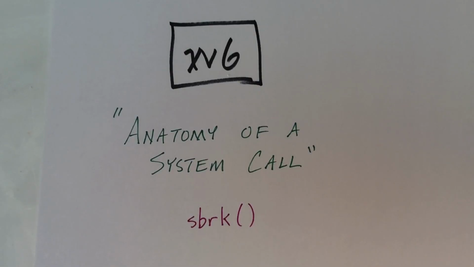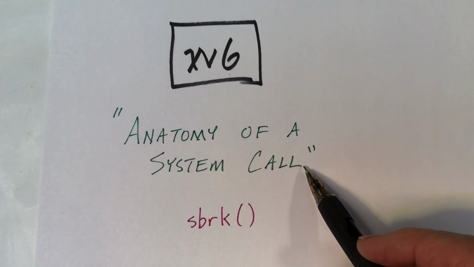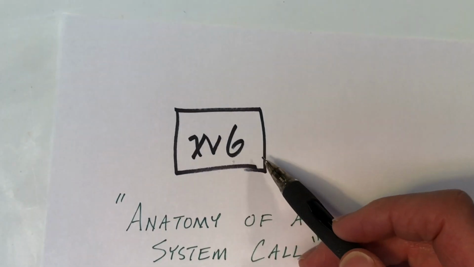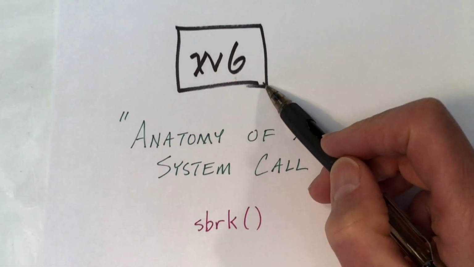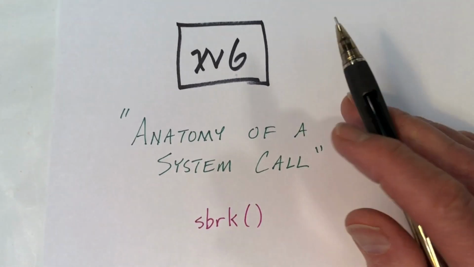What exactly happens during a system call? This video is titled Anatomy of a System Call, and in it I'll walk through all the actions that occur whenever a system call is invoked. I'll look at the sbrk system call as an example. sbrk is found in Unix and Linux systems, and we're talking about the xv6 operating system kernel, which is a simplified version of Unix and Linux.